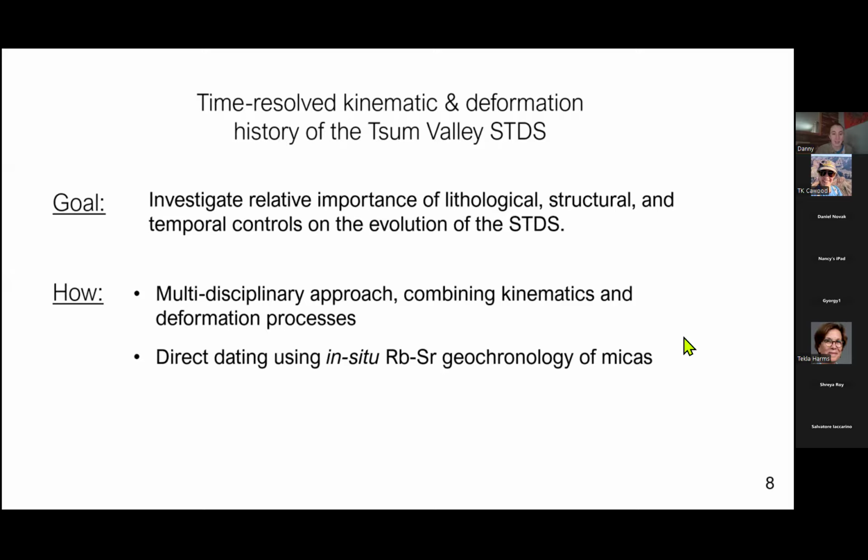I directly dated deformation fabrics from within the zone using in situ rubidium strontium geochronology of micas. This is exciting because historically the South Tibetan detachment system had only been dated through indirect methods with cross-cutting relationships with leucogranite, for example. So altogether, the ultimate goal, as is the title of the slide, was to create a time-resolved kinematic and deformation history for the South Tibetan detachment system in the Tsum Valley in order to understand what controlled its evolution.